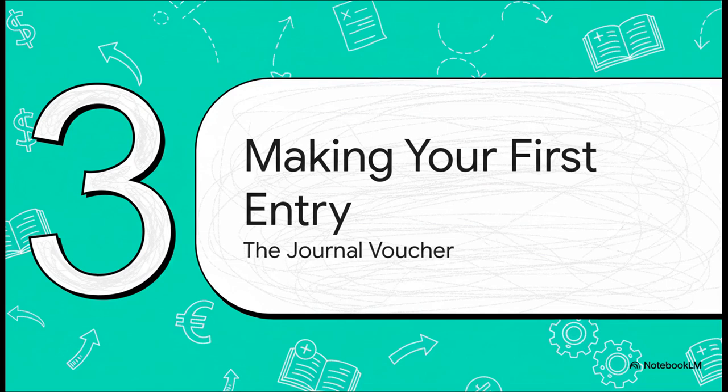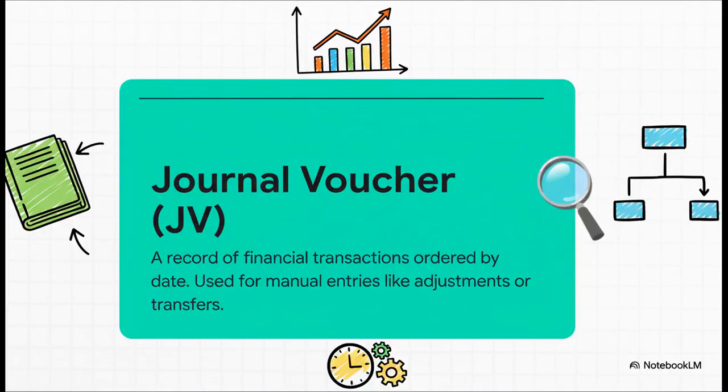All right, next up, making your first entry with the journal voucher. So our structure is in place, the filing cabinet is all neat and tidy. The big question is, how do we actually start putting documents in the cabinet? Let's talk about how you actually record those day-to-day financial events. And that's where the journal voucher, or JV as you'll hear it called, comes in.